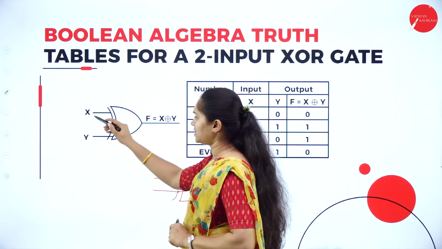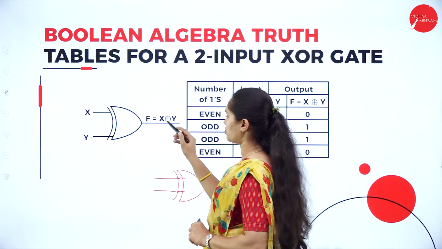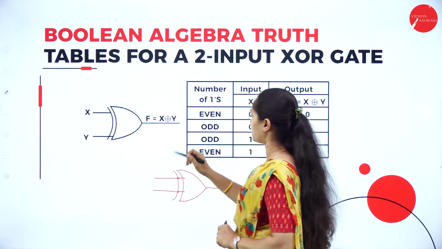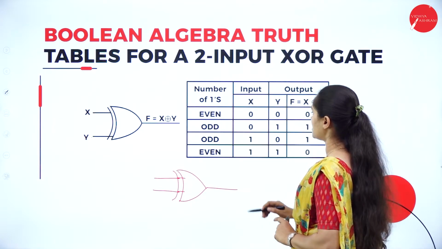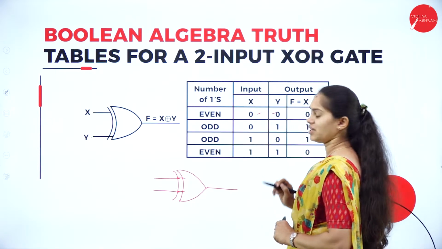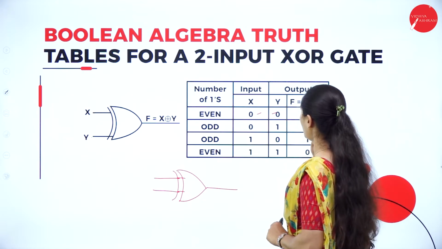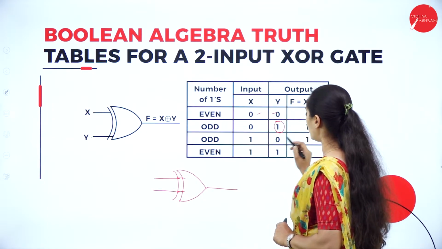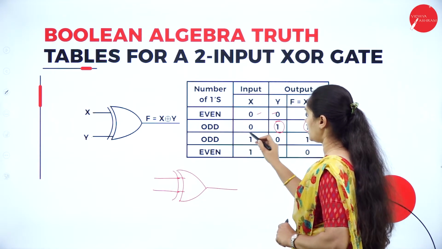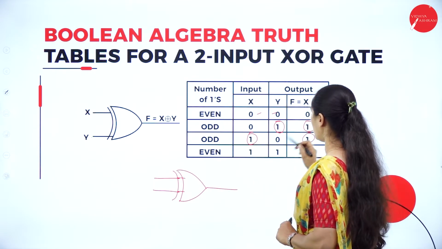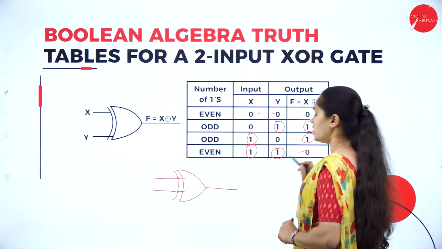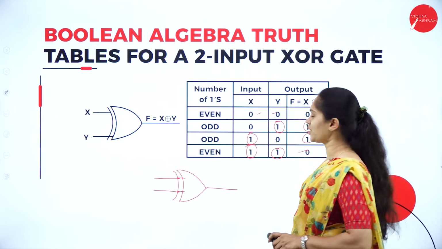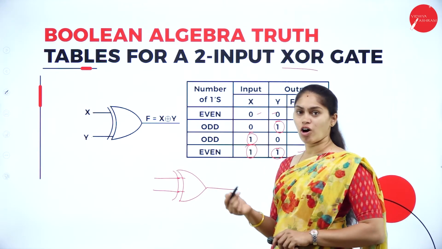So here x and y are my inputs and the output will be x XOR y. Then here you can see the truth table: 0 0 1 1 and 0 1 0 1. Here I have an even number of ones, then it will be 0. Here I have an odd number of 1s, that's why the output will be 1. Here also I have an odd number of 1s, that's why the output is 1. Here I have an even number of ones, so the output will be 0. Okay, this is all regarding XOR.